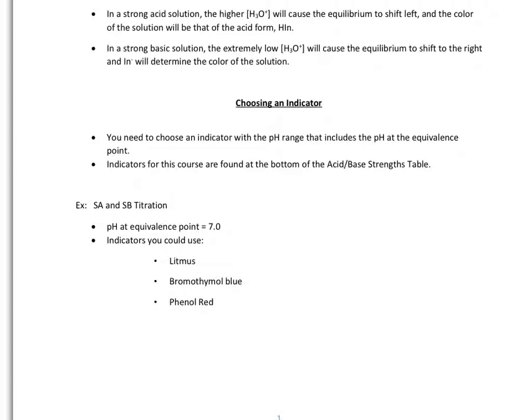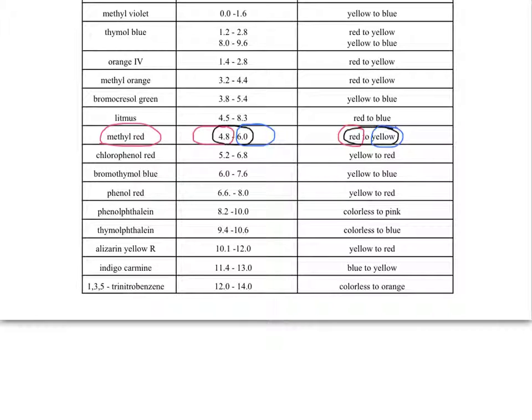Let's look at an example of a titration between a strong acid and a strong base. We know from previous lessons that the pH at equivalence point will be 7. So let's look for some indicators that would work in this titration. Again, for the example, we're looking for some indicators that will work on a titration between a strong acid and a strong base that has an equivalence point at 7. Methyl violet only works between 0 and 1.6, so this will not work. Thymol blue will only work between 1.2 and 2.8, and 8 and 9.6, which does not fall in the 7 range, so thymol blue will not work.